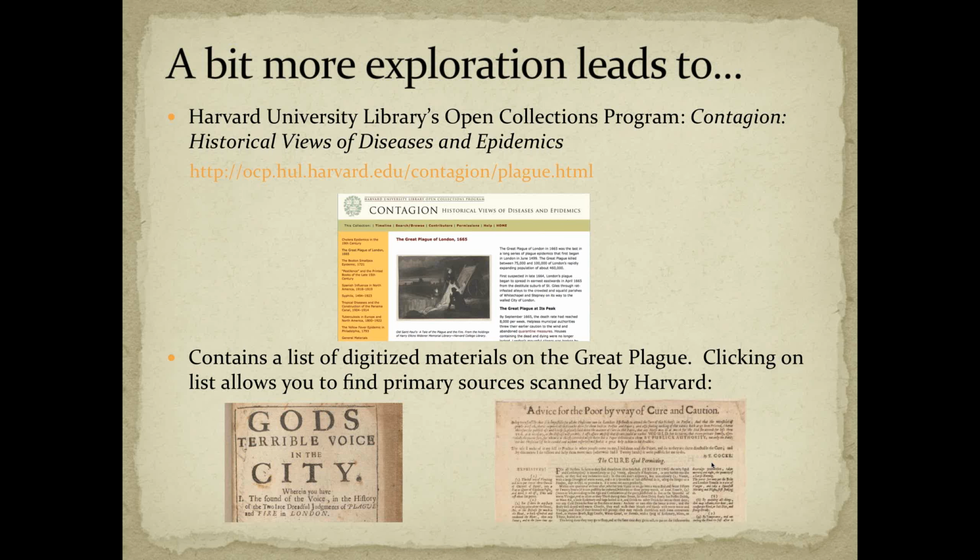And oh my goodness, that's crazy, that's exciting. And then looking on the internet, they can find sources like the ones right here in front of us, God's Terrible Voice in the City, or Advice for the Poor by way of Cure and Caution, the types of materials that were being circulated at the time of the plague.